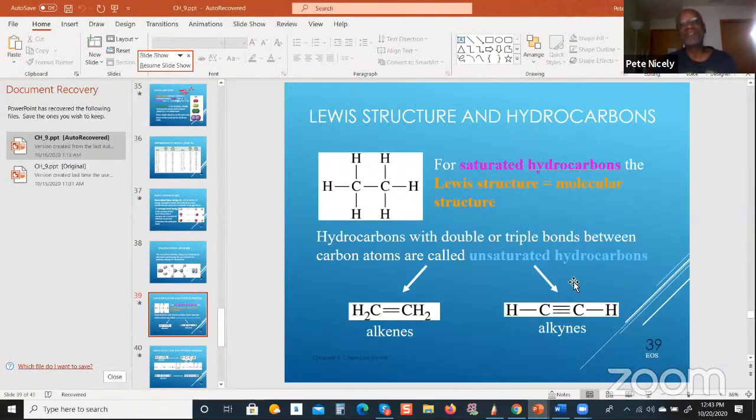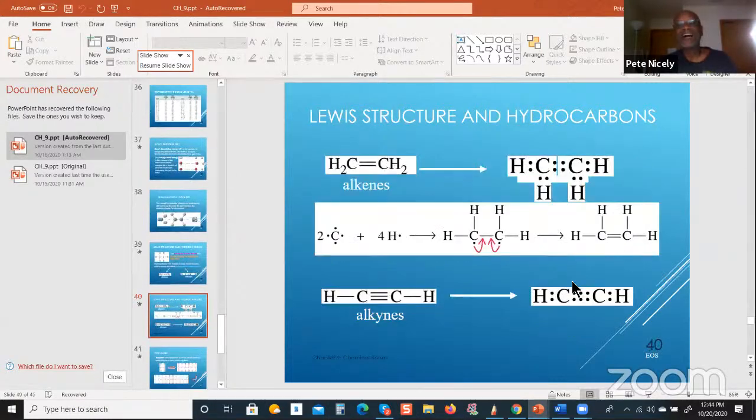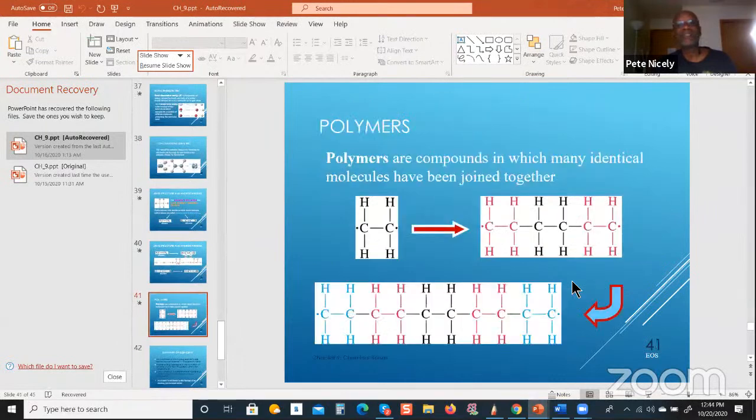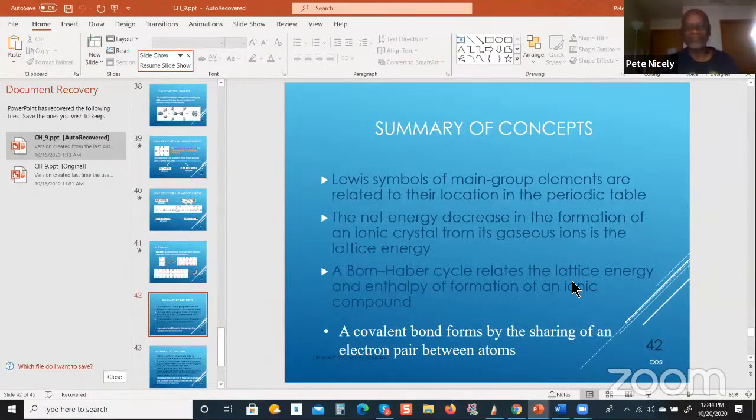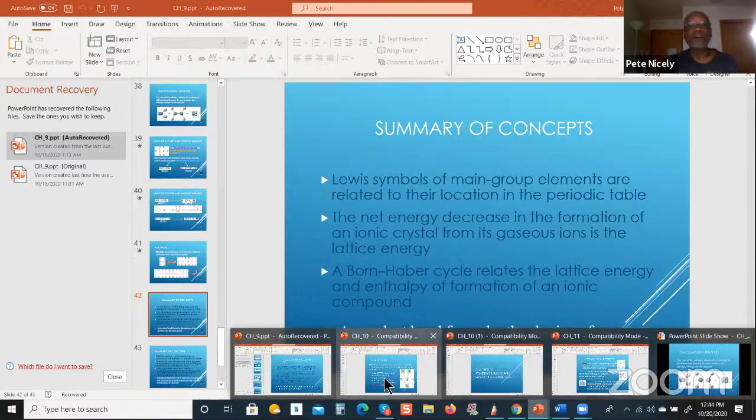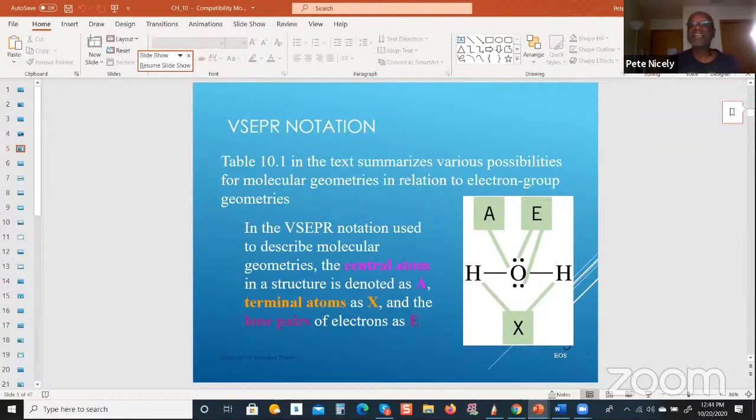Okay, the rest of this chapter is only dealing with Lewis structures for organic molecules. You can read through that on your own. Basically, it's showing you the type of bonding situations in organic molecules, and that's basically it. So not much there to actually go through. So I leave that for you to read on your own. All right, so we're going to move on now to chapter 10.